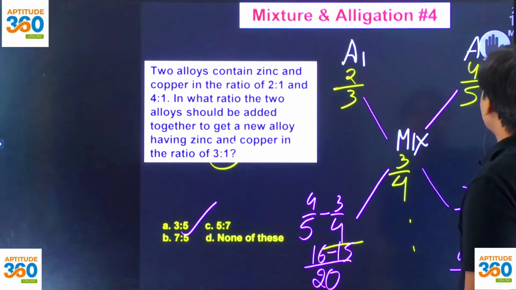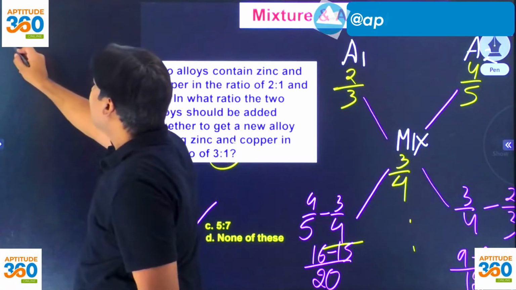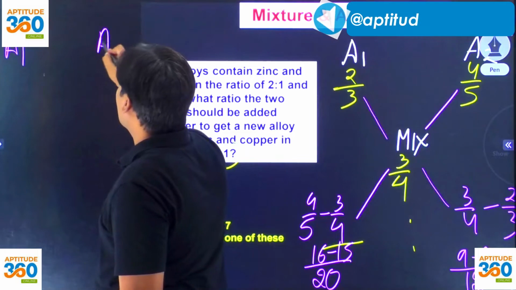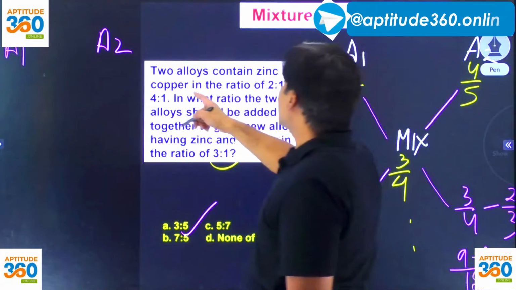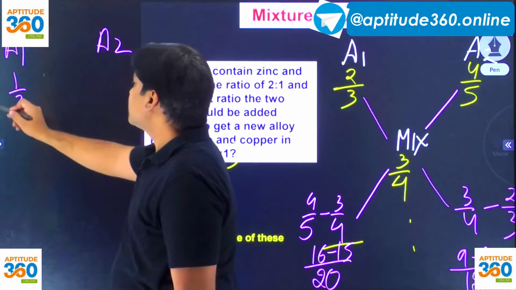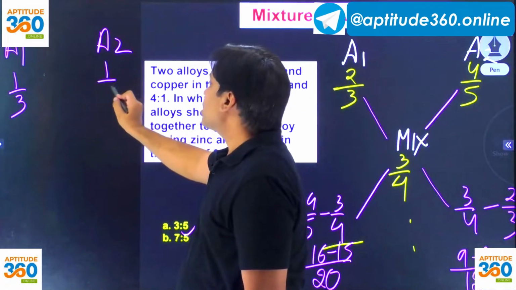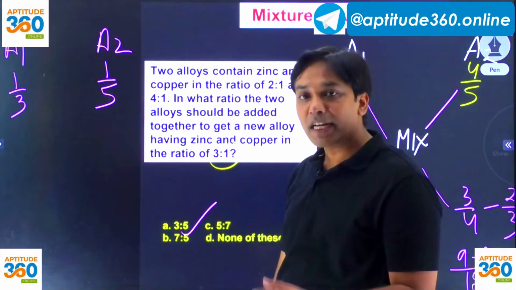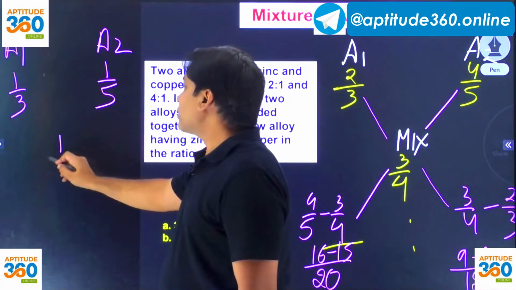How do I do that? We have alloy 1 and alloy 2. In alloy 1, the copper is how much? It is 1/3, right? And in alloy 2, it is going to be how much? 1/5. How am I getting 1/3 and 1/5? You understand this. Now over here, this is going to be nothing but 1/4.